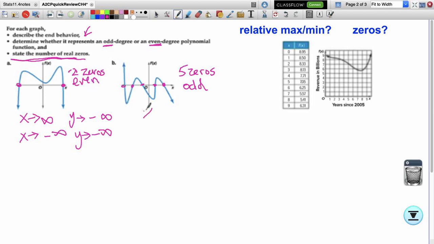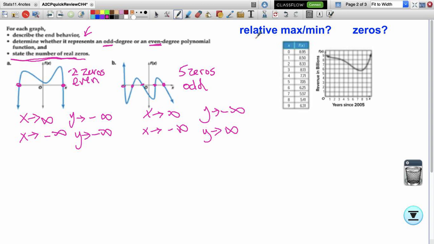Here, we always start our end behavior with as x approaches infinity and as x approaches negative infinity. We're going to look at what happens to our y's. As x comes out to positive infinity, our line's going down, so our y is going to negative infinity. As x goes out to negative infinity to the left, our line's going up, so y is approaching positive infinity.